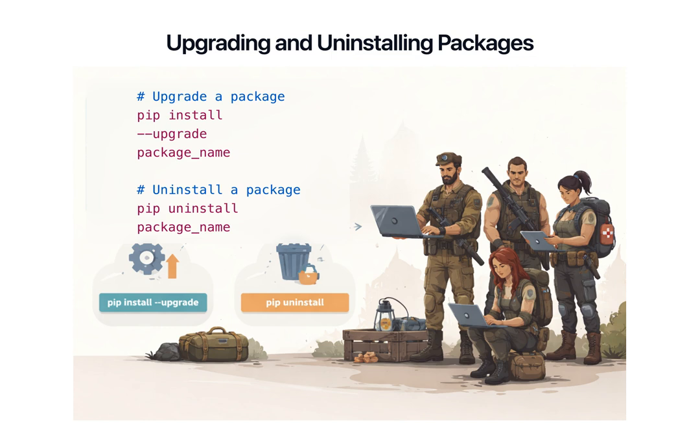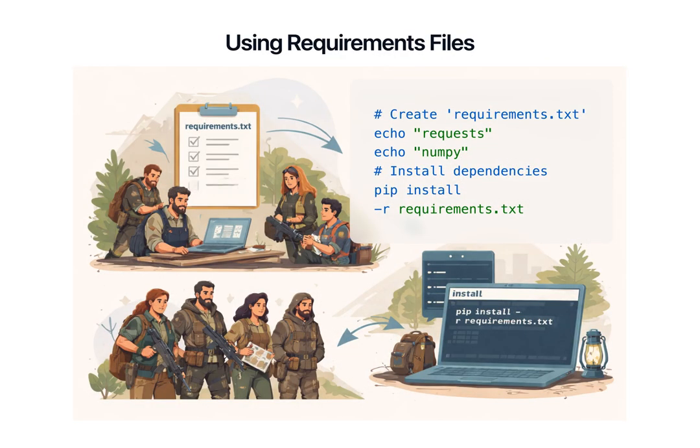Upgrade packages using pip install --upgrade and remove them with pip uninstall. This helps in keeping your libraries up to date and managing storage. The requirements file lists all project dependencies. Use pip install -r requirements.txt to install these dependencies efficiently.